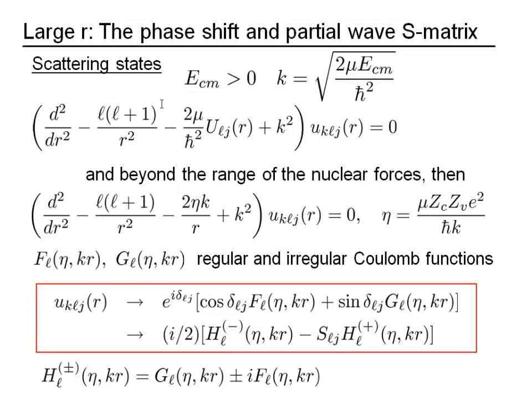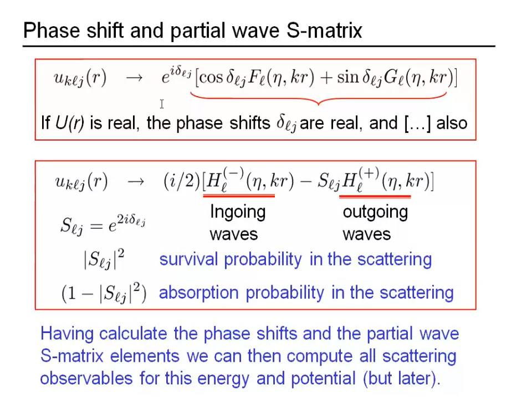Okay, so I think I've said that. Okay, so this is the reminder slide. This is the wave function at large distances: ingoing waves with unit magnitude, and outgoing waves with that amplitude. You can see that this in general is a complex number. It's an amplitude, a quantum mechanical amplitude. So in general, it's complex.